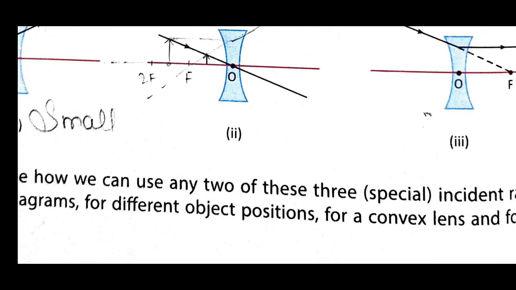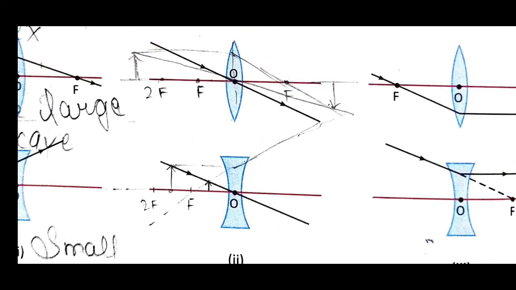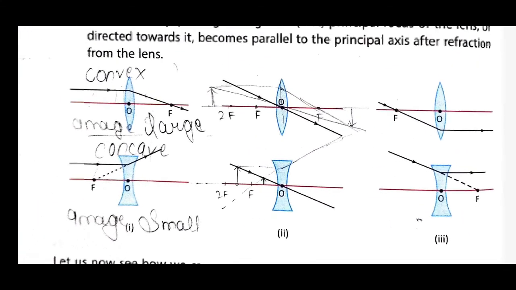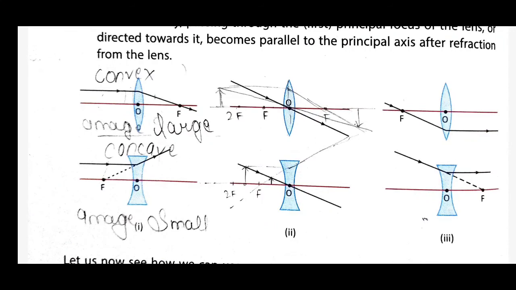Now, as we have the knowledge of how we can draw the images, we can draw the images with the help of these three important rays, in which I am going to describe the image formation by the convex lens.